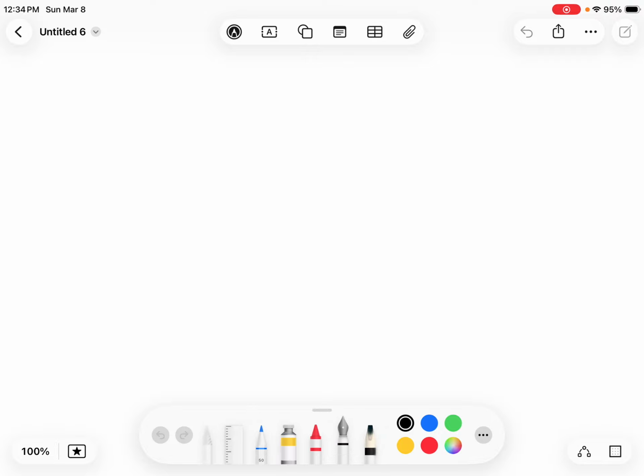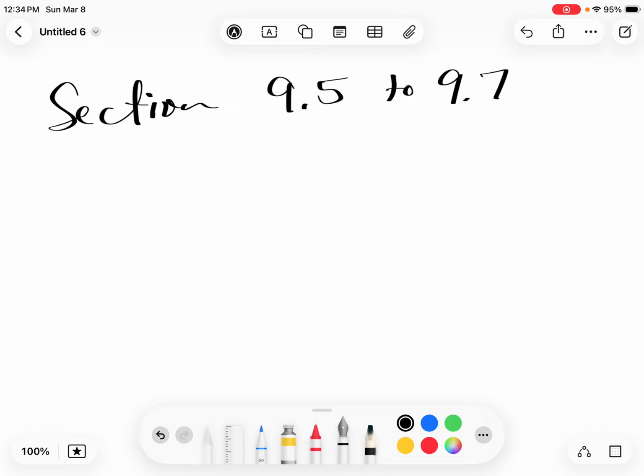There we go. So for this video, it's going to be section 9.5 to 9.7, the review. I have the PDFs already there for you as well, but I'm also going to talk you through the review and how to do it. So make sure you watch the video. I think I put that in the directions, but just in case.